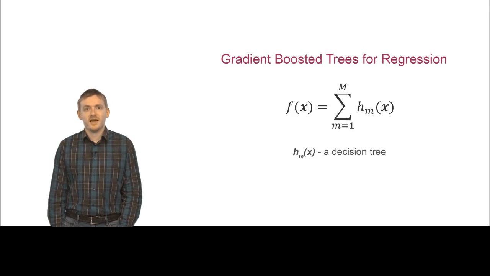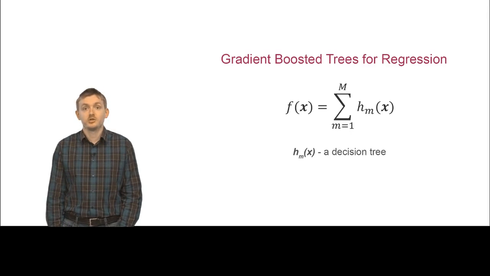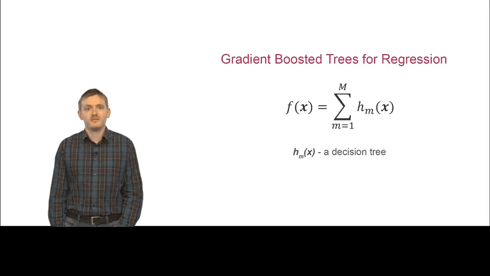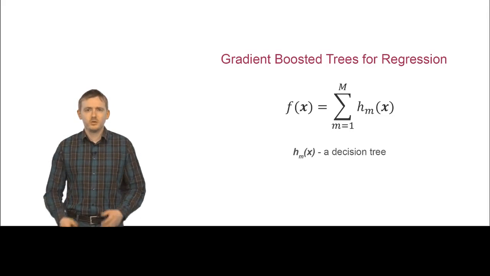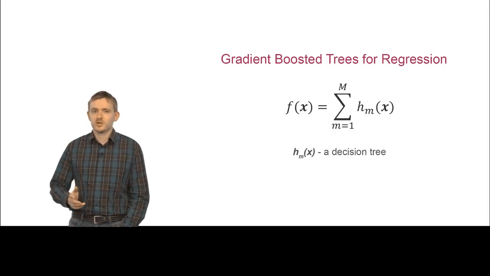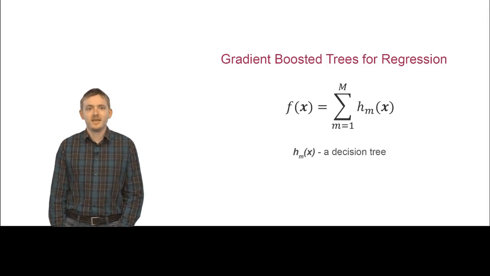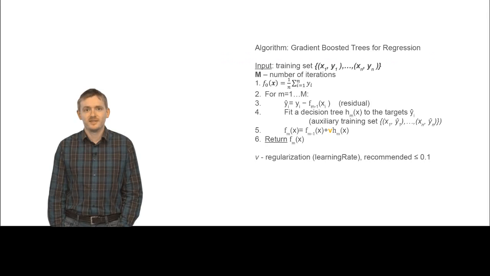How to build such f(x)? In boosting, you are going to build the function f(x) iteratively. You suppose that this function f(x) is just a sum of other simple functions h_m(x). And particularly you assume that each function h_m(x) is a decision tree.